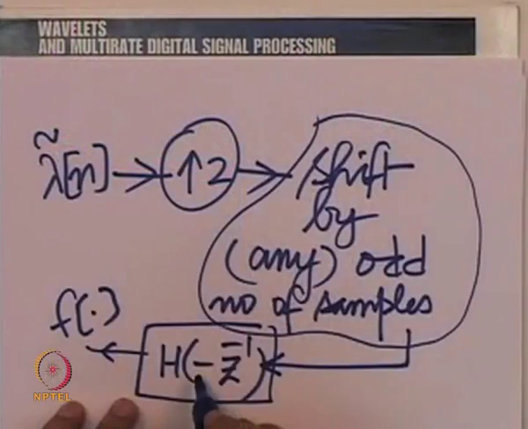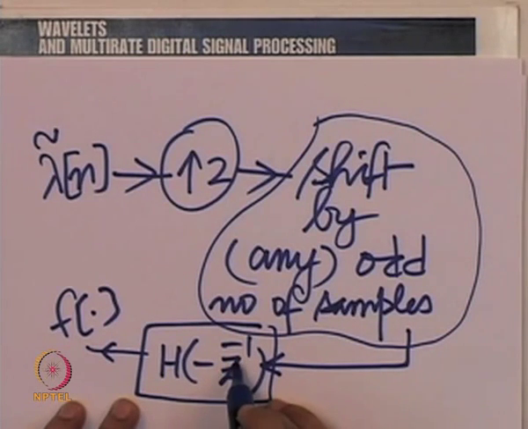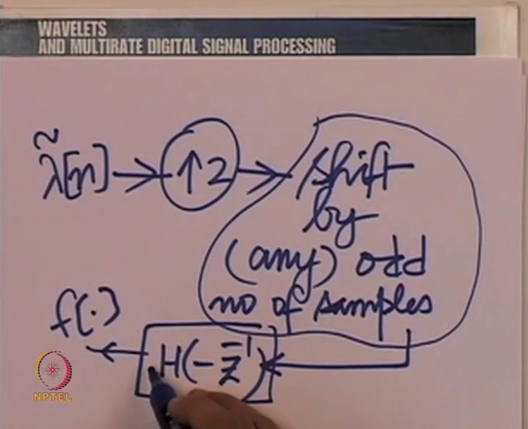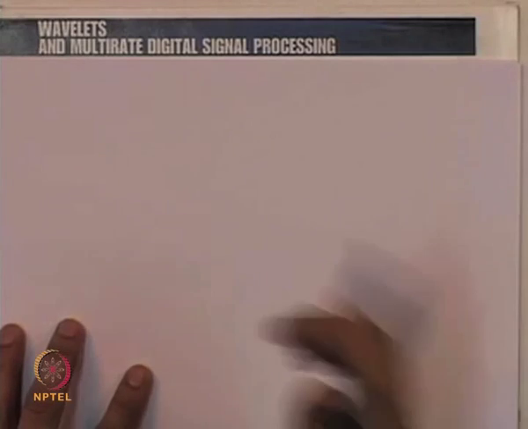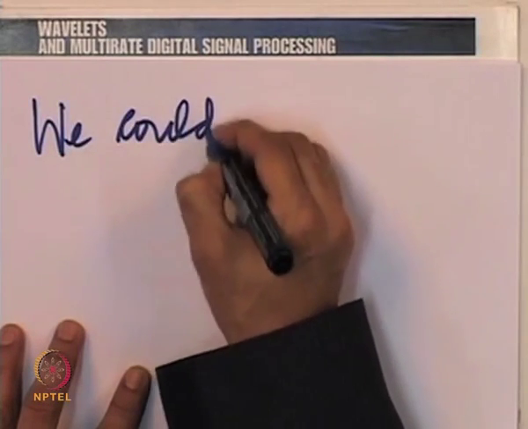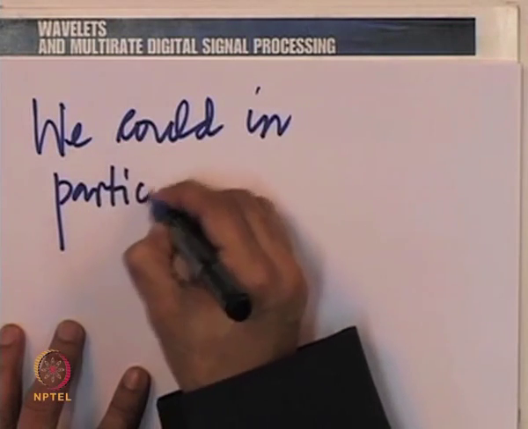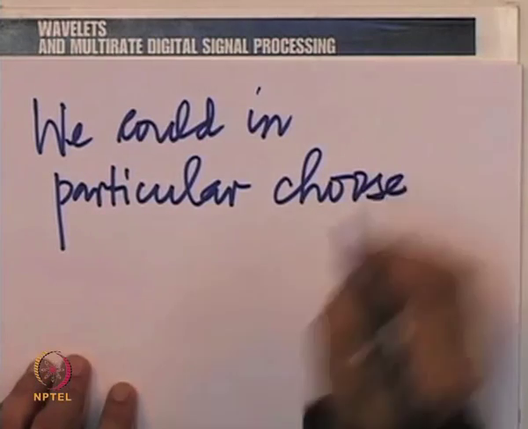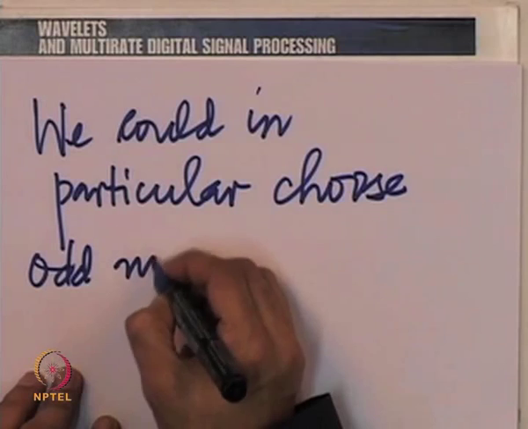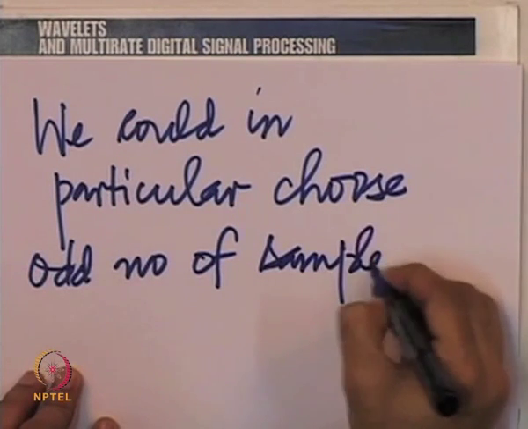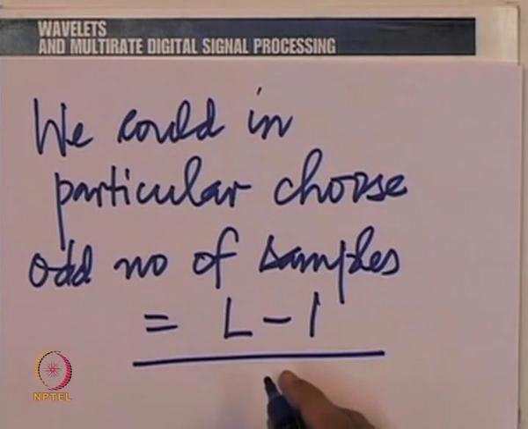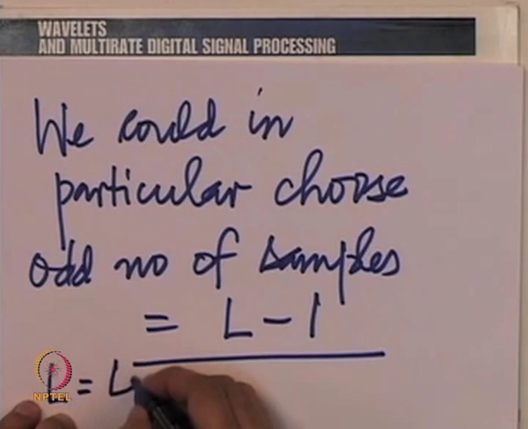Now, we could choose that odd number of samples strategically. In this discussion, if you look at this sequence of steps here, this H of minus z inverse looks very much like the analysis high pass filter. The only difference between this and the analysis high pass filter is that you need to put an odd delay here. So, we could in particular choose the odd number of samples to be equal to L minus 1, where L is essentially the low pass filter length.